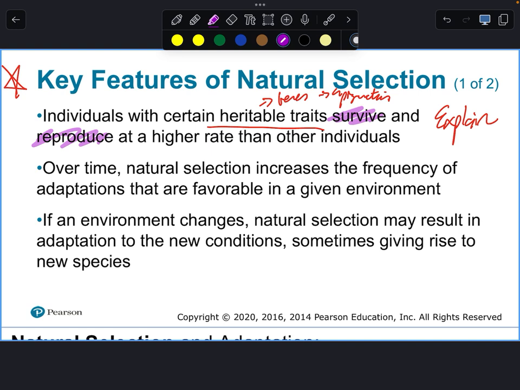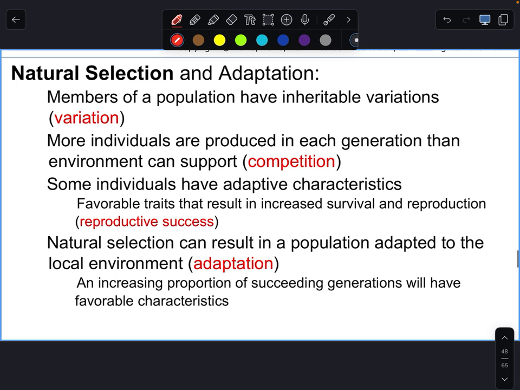Over time, natural selection increases the frequency of adaptations that are favorable. Fitness. If an environment changes, natural selection may result in adaptation to new conditions, sometimes giving rise to new species. Okay, we're talking about fitness here. Okay, so again, members of the population have variation.